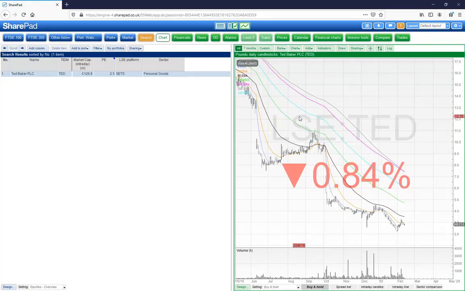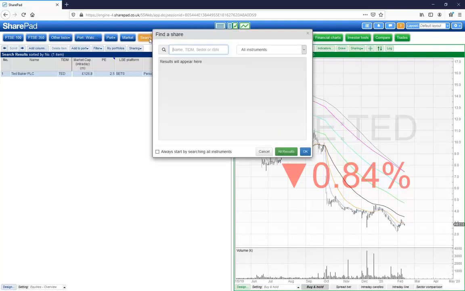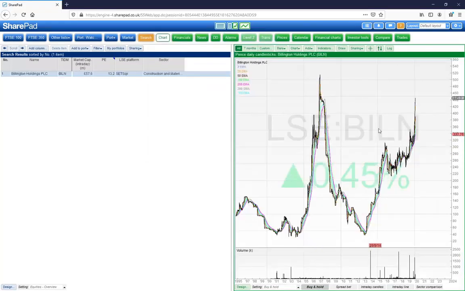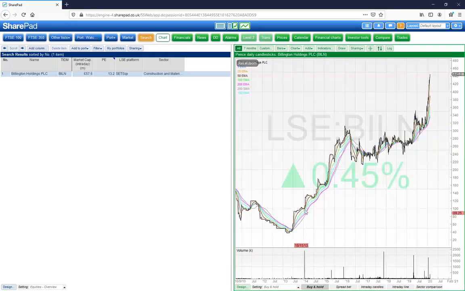Has anyone got any more that they'd like to cover? Yeah, so Alex wants to look at Billington. Let's search Billington Holdings. So you could have done fantastically well if you were buying in 2013. Yeah, and look, we can see the uptrend there.